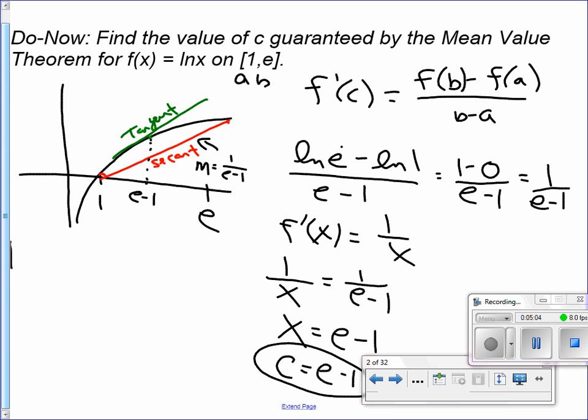So you are going to get the derivative to find where the slope of the tangent equals the slope of the secant. You set them equal, and whatever that solution is, as long as it's between A and B, that's your C. That's guaranteed. So let's see how well you did on the homework.